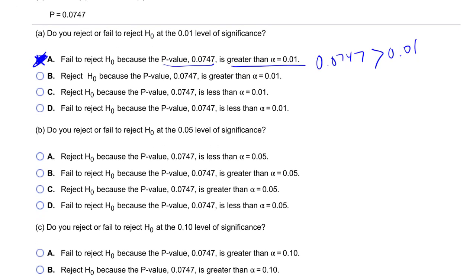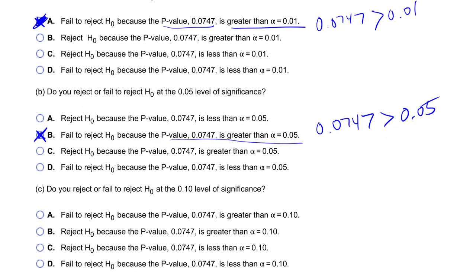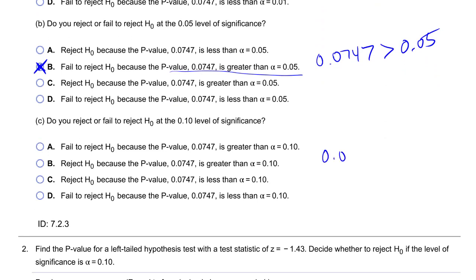All right, now if we did 0.05, 0.0747 is still greater than 0.05, so I fail to reject for that reason. Fail to reject because the p-value is greater than alpha. Now with 0.10, 0.0747 is less than 0.10. So now that p is less than alpha, I would reject, because the p is less than alpha.